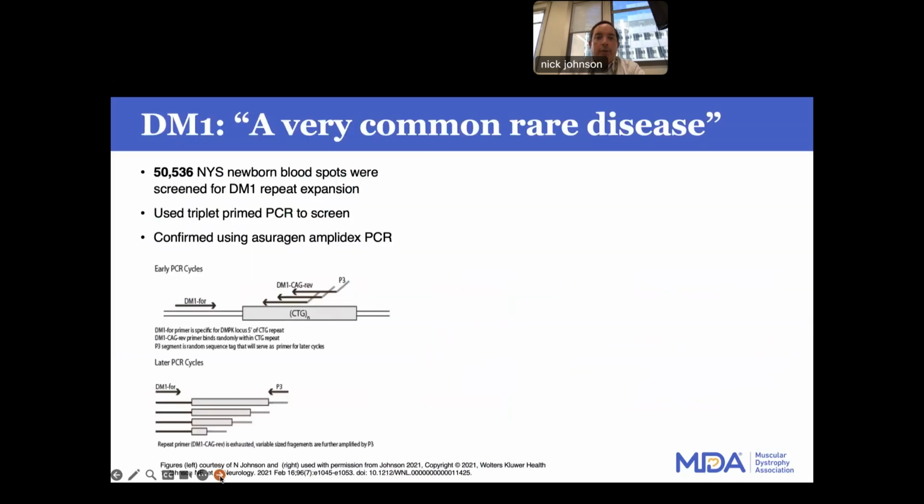All right, so let's talk about the diagnosis and management. Myotonic dystrophy is actually a very common rare disease. We did a study a few years back when I was at the University of Utah, where we took 50,000 newborn blood spots and screened them for the repeat expansion. We used what's called triplet-primed PCR because you get just a little bit of DNA. That's not enough to do a Southern blot. And then we confirmed that using the Asuragen AmplideX PCR. And this is a schematic showing what we did.